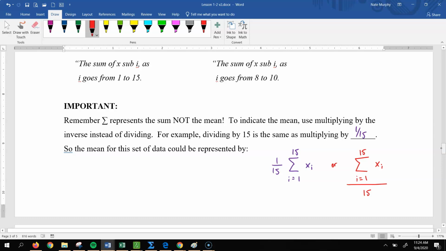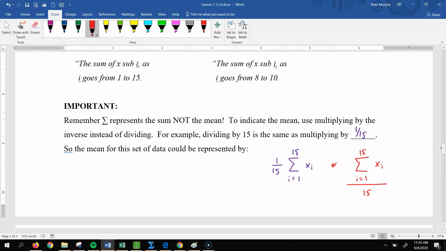All right, now remember, that symbol for sigma represents the sum, not the mean. That's where some people get confused. The sigma just represents the sum of a set of numbers. So if we want to indicate that we're trying to find the mean of a set of numbers, we're going to use multiplying by the inverse instead of dividing. What does that mean? Okay, we'll think about it for a second.